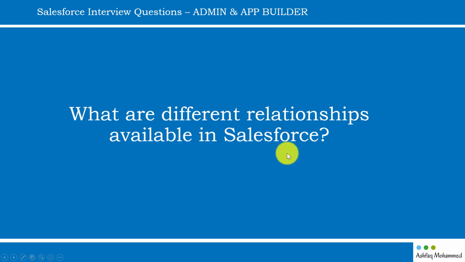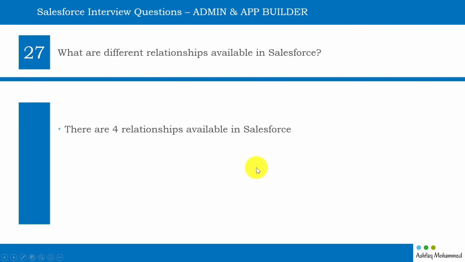Next question is, what are the different relationships available in Salesforce? This is really, really important. This is the heart of Salesforce. If you don't understand this topic, repeat this 100 times until you get a good understanding of how relationships work in Salesforce. Okay, so there are 4 different relationships available in Salesforce out of the box. The first one is master detail, which is one to many, nothing but one record of object A can be associated to many records of object B.